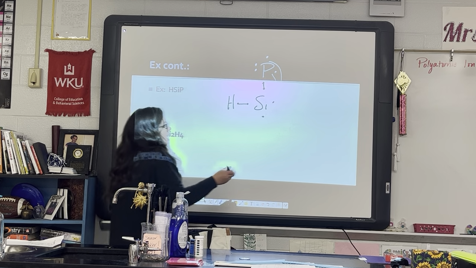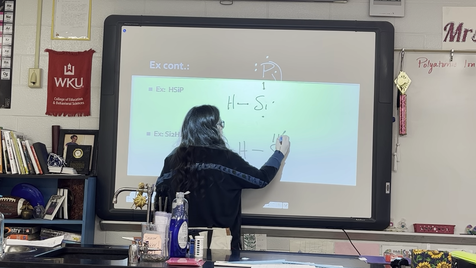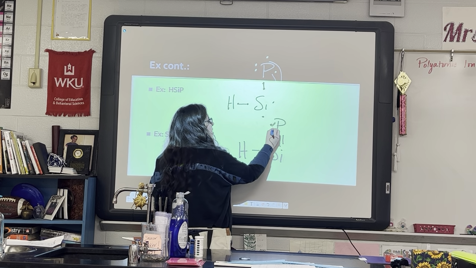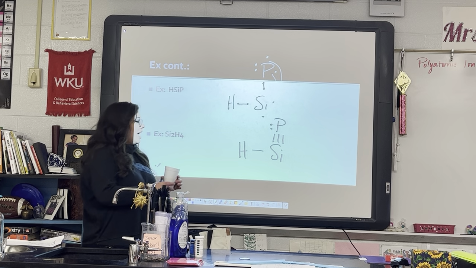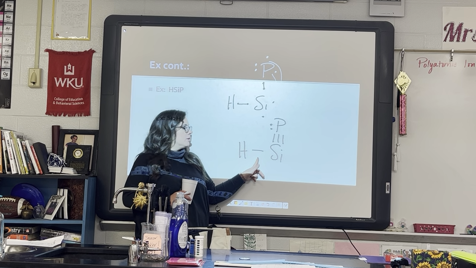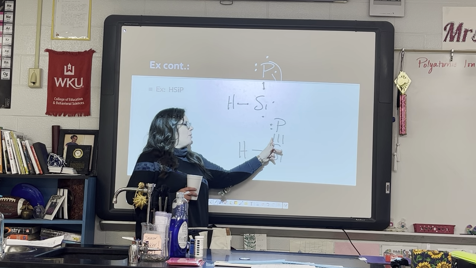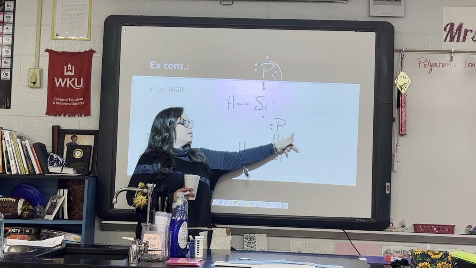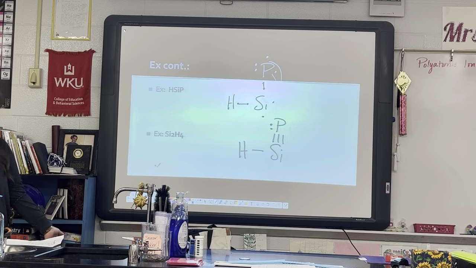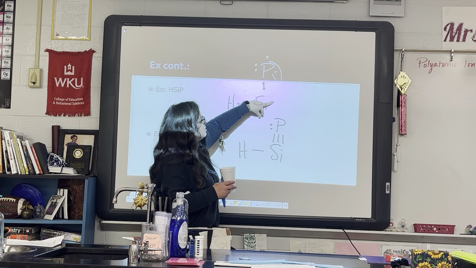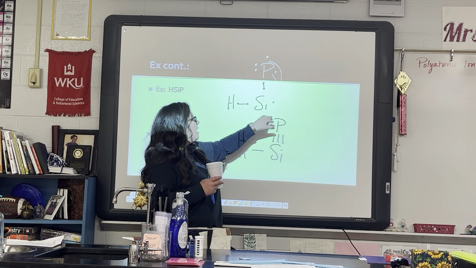So I'm going to redraw it as H bonded to Si, and then triple bonded to phosphorus with a lone pair on phosphorus. So now, does hydrogen have two? Yes. Yep. Does silicon have eight? Yep. And does phosphorus have eight? Yep. So that's how we would form a multiple bond when you have those leftover electrons. As long as they're on atoms that are already connected, then we can go ahead and bring them together.